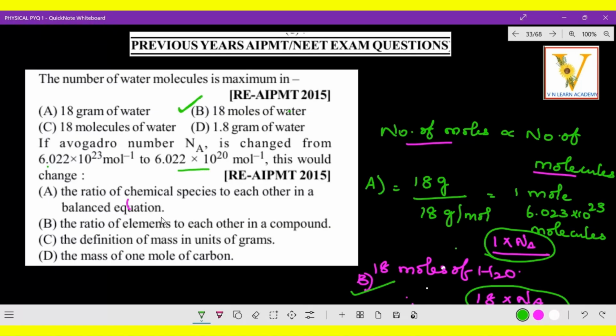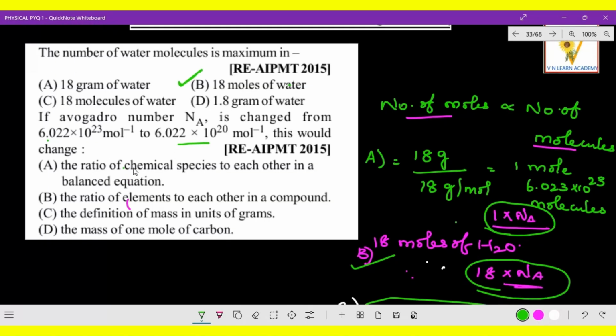So what are the points to be noted here? The ratio of chemical species to each other in a balanced equation. The ratio of elements to each other in the compound. The definition of mass in units of gram and the mass of 1 mole of carbon. See, the first option: the ratio of chemical species to each other in the balanced equation. For example, H2 plus Cl2 gives HCl, that is 1 mole and 1 mole. This will not be the correct option, because this is the normal one, and this is the converted one.